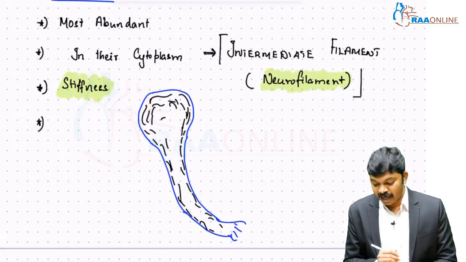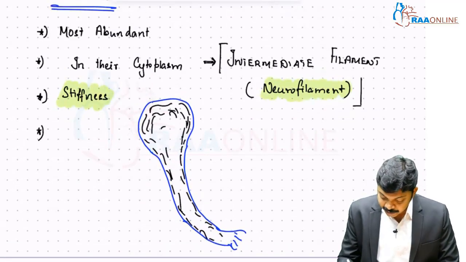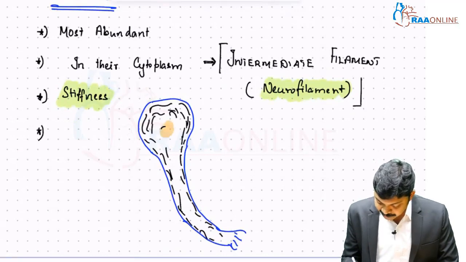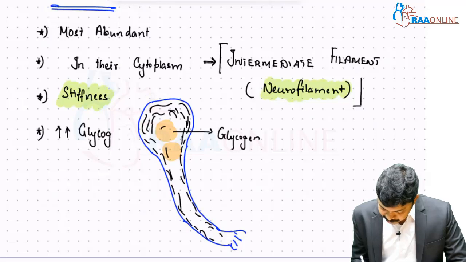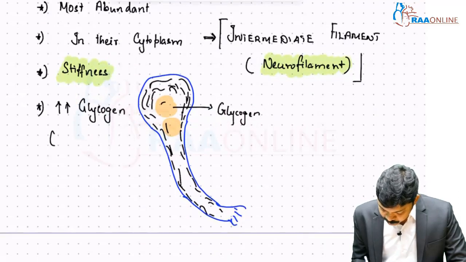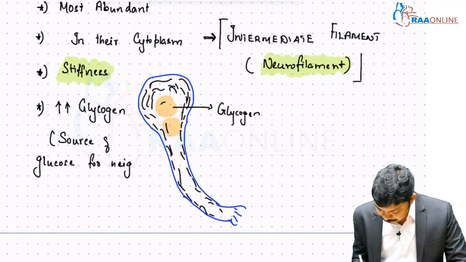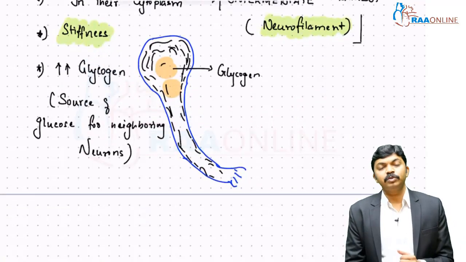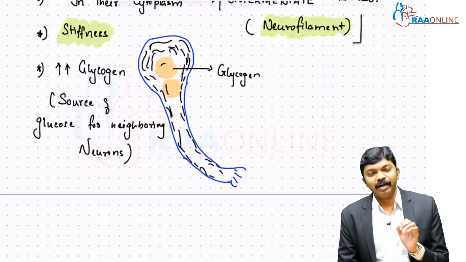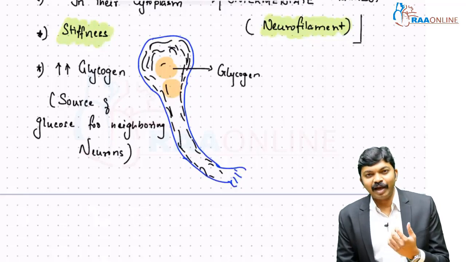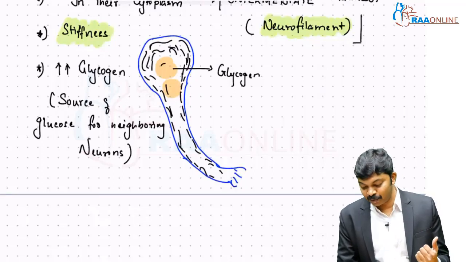Point number 4, astrocytes in their cytoplasm have got plenty of storage material, and this storage material is going to be glycogen. So in the astrocytes there is going to be plenty of glycogen, and this glycogen present in the astrocyte is going to act as a source of glucose for neighboring neurons. These neighboring neurons will be in need of glucose for their metabolism and everything, and that glucose need is aptly met by the glycogen coming out of the astrocytes.